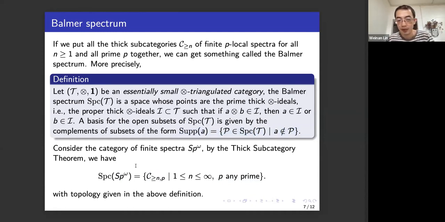Okay, so this is kind of interesting, that you can do something similar to algebraic geometry here, that you can put them all together and form a topological space.